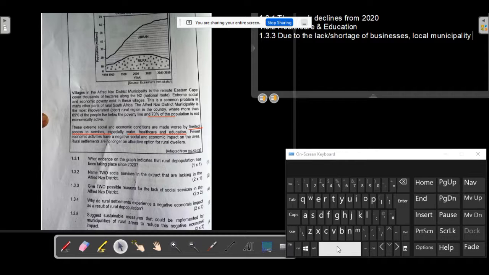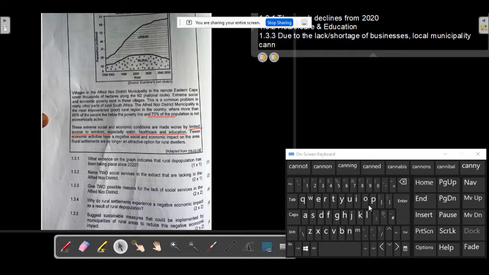And of course this is the rural areas. So we know that companies and industries are just not there. So how do we put this? Local municipality cannot generate enough income to do what?